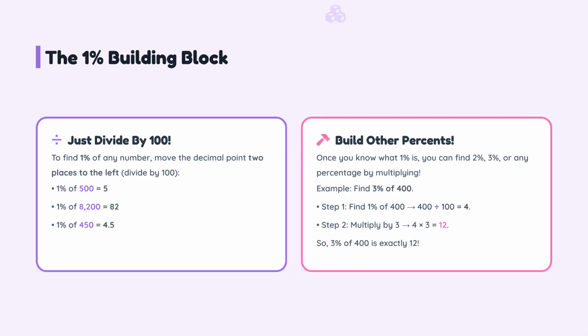For 1%, move the decimal point 2 places to the left. Once you know 1%, you can build other percentages by multiplying. For 3% of 400, find 1%, which is 4, then multiply by 3 to get 12.